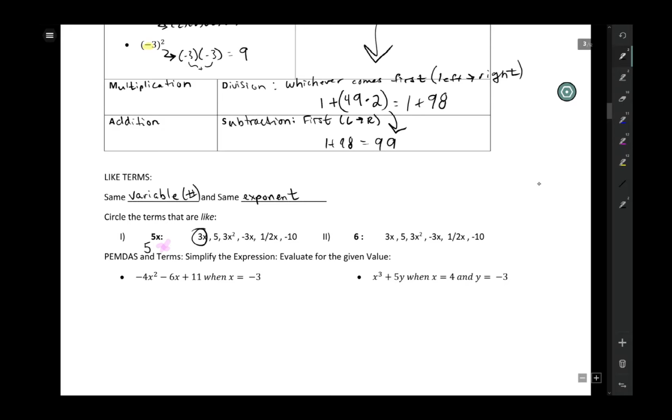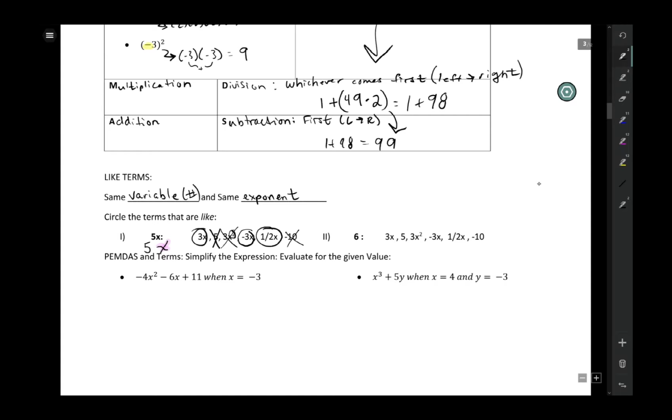5. It does not have an x. It is not a like term. 3x squared. Seems like it might be the same, but x and x squared are different. So notice the x squared, they're not like terms. Negative 3x, yes, that's okay. Negative is just a negative number, but x has the same exponent. 1/2 x is good. It's basically about the same exponent power. And negative 10, not so much.